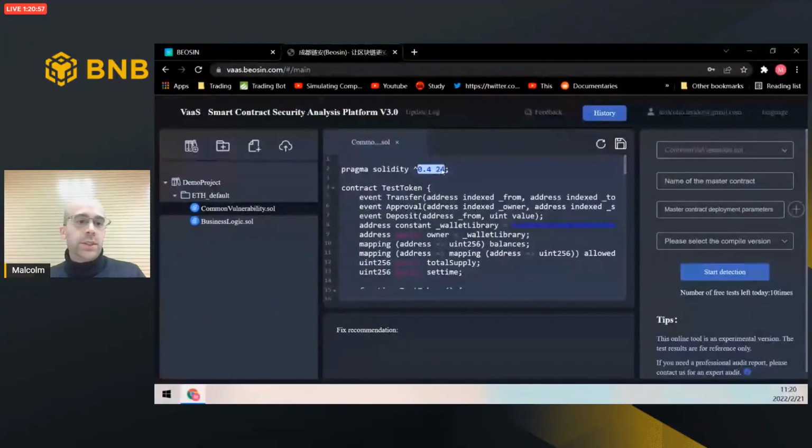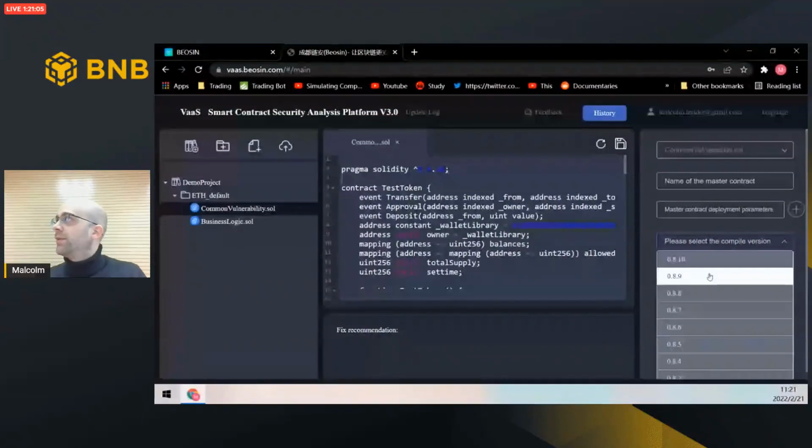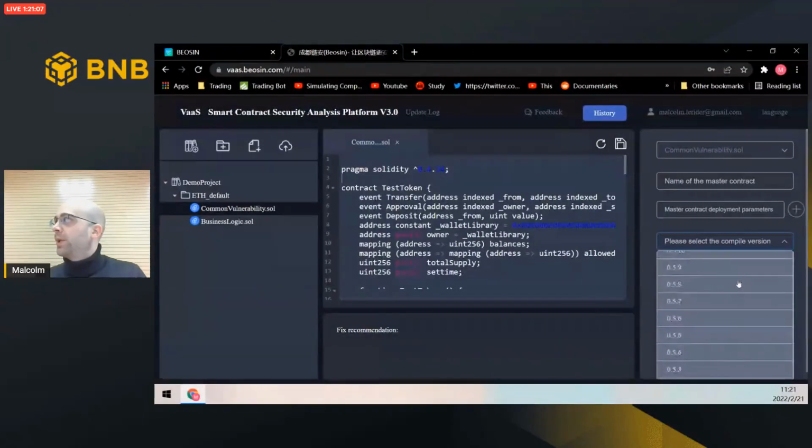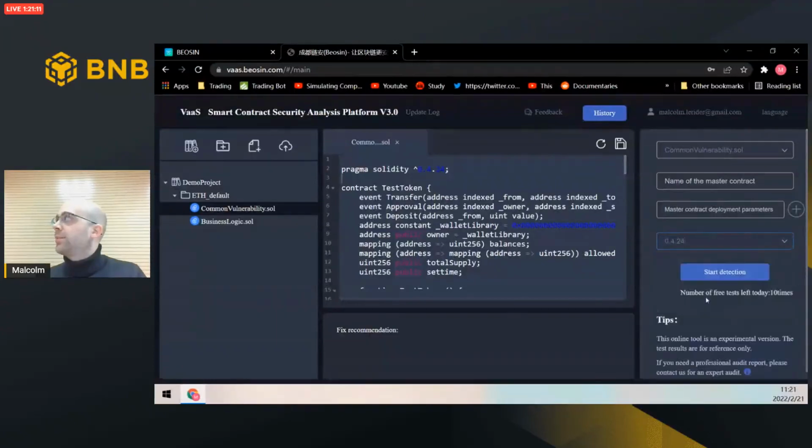0.4.24. And so we want to tell the Verification as a Service tool to compile this code at the same version or slightly above it. So we have a list of versions that we can compile in, and we do have the exact version here. So let's pick that one.